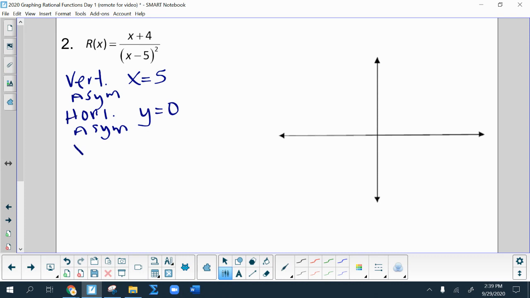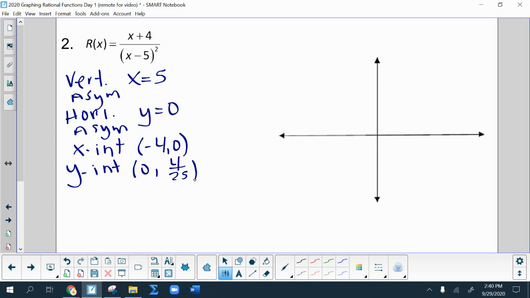There is an x-intercept at -4, 0, because when I set the numerator equal to 0, I get -4 for x. There is a y-intercept at 0, looks like that's going to turn out to be 4/25 because we put 0 in for x. There is no removable discontinuities because there's nothing that cancels in the numerator and in the denominator. I have 4 pieces of information.